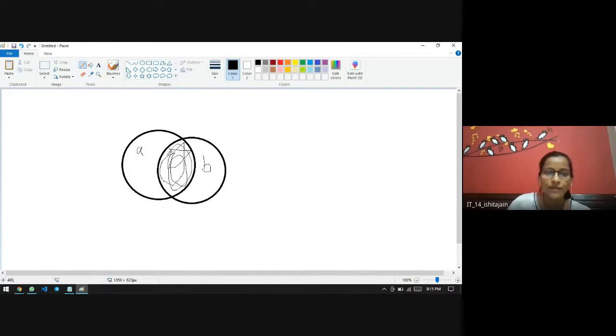And if we talk about the left outer join, then these matching values as well as all the values of the left table. Here the left table is A, so all the values of A and the intersection. If we talk about the right outer join, then the intersection part as well as this part, the non-matching values of the right table. In this case, we have B.